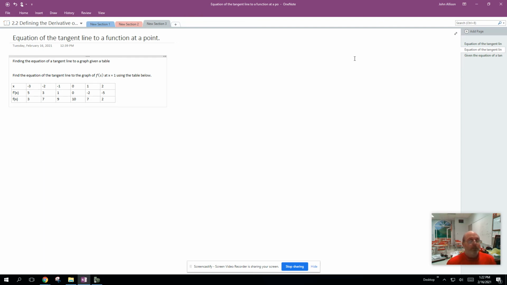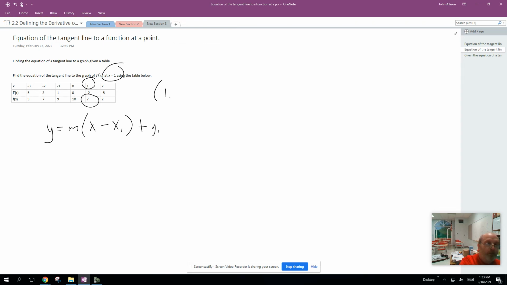We can do this if we're given a table and a graph also. It's a little easier with this one because we don't have to have the limits and stuff, but we know that the equation of the tangent line to a function is going to be the slope times x minus x1 plus y1. If we're looking at the tangent line to the graph at x equals 1, then the point on the function is going to come from x equals 1 and f of x equals 7. So the point (1, 7) we know is on the graph.